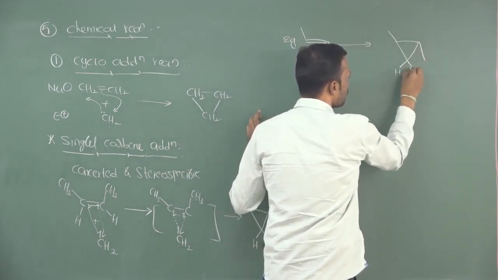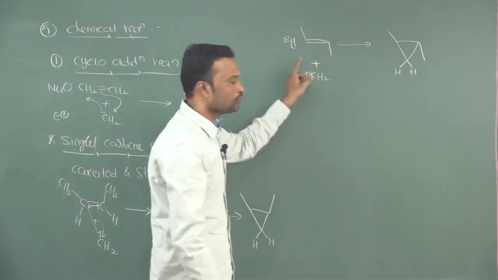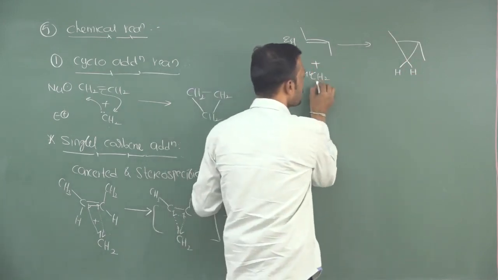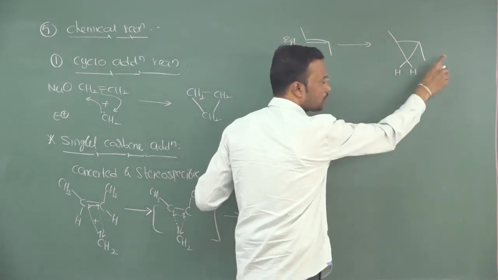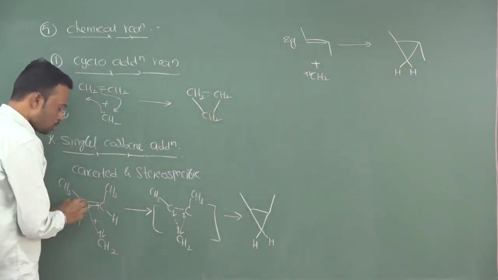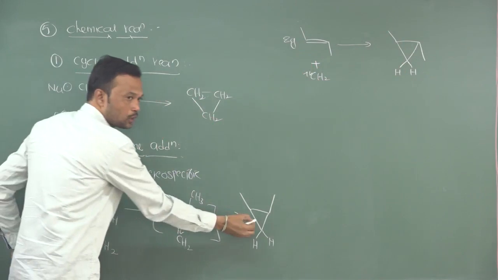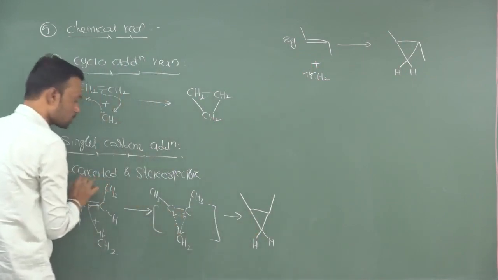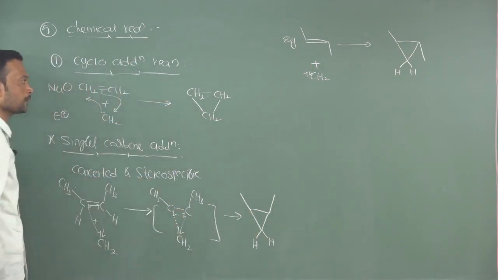When a singlet carbene is added, what is the final answer? Now you will get only one product here. Cycloaddition of a trans olefin with a singlet carbene always leads to only the trans product. In this case we are not going to get any cis isomer. So the stereochemistry of the olefin is completely retained in cyclopropane formation. That's why it is called a stereospecific reaction.